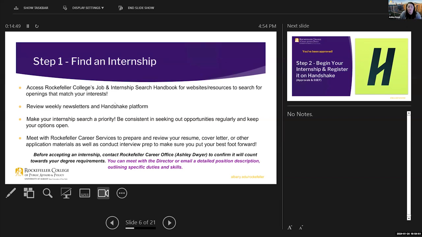So certainly meet with us to talk about that process more, but also to prepare your resume, your cover letter, application materials as a whole, or even conduct interview prep in the process to make sure you put your best foot forward. Right? Make yourself really competitive for that internship, especially if it's one you really want, right? So I'll say too, and I mentioned this in the previous slide, very important before you accept the internship that you're confirming with our office. So you can either meet with myself, or you can email a detailed position description outlining those duties and skills generally to our office or to me as well. Typically that goes direct to our office, but I'll be happy to address any questions.